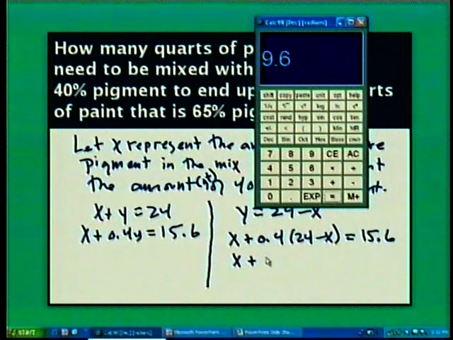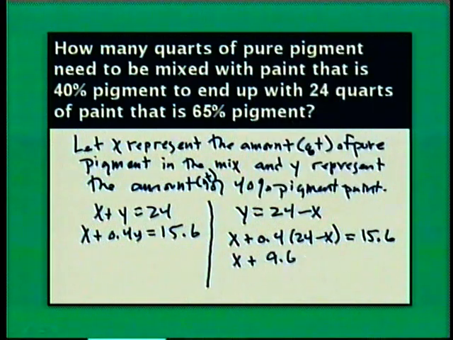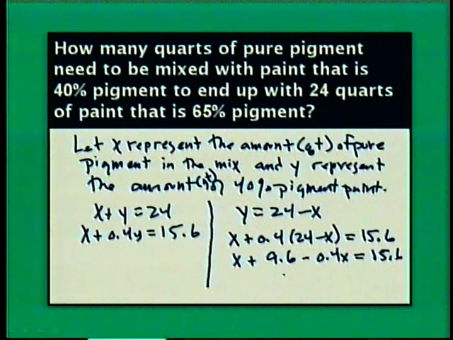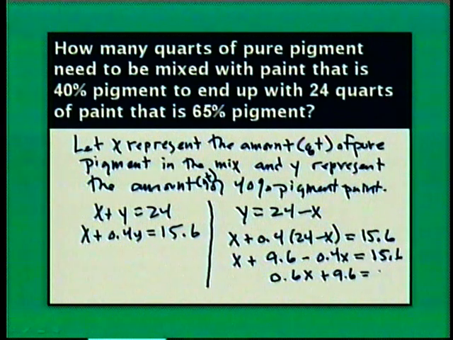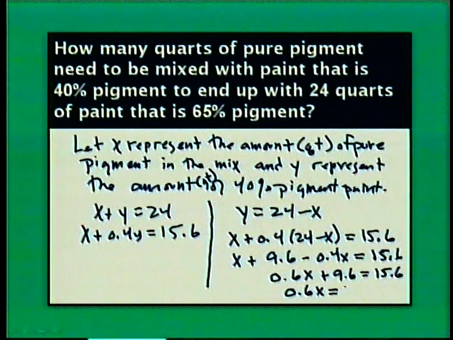That's 9.6 minus 0.4x equals 15.6. Combining like terms, I have 0.6x plus 9.6 equals 15.6. And subtracting 9.6 from both sides, I have 0.6x equals 6. So x equals 10.